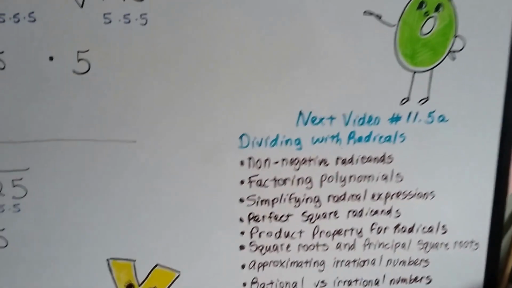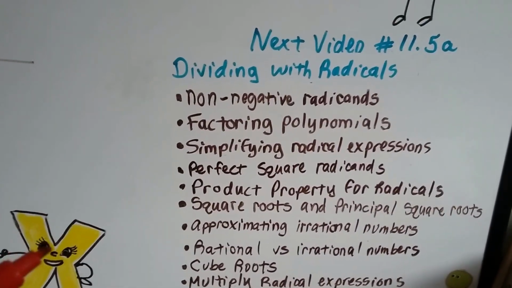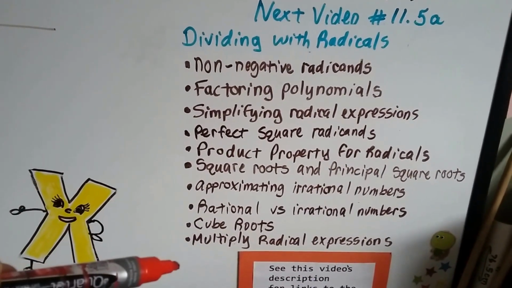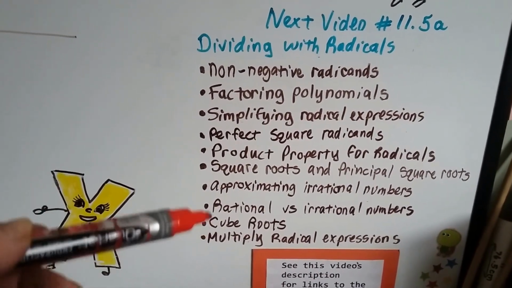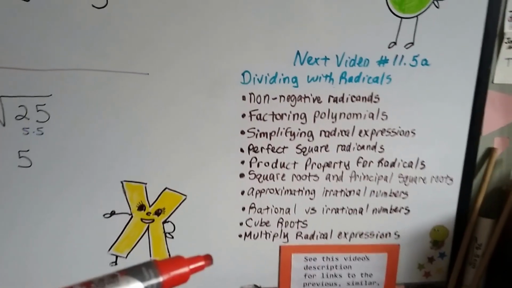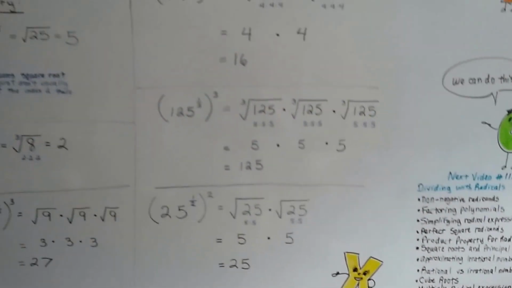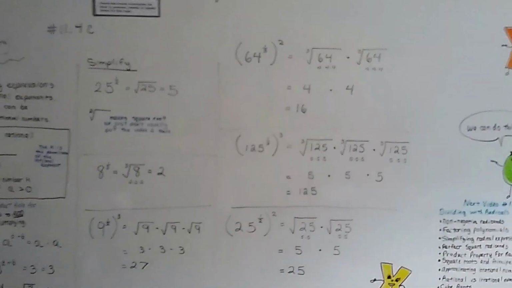So our next video, 11.5a, we're going to discuss dividing with radicals. And of course, any of the previous videos, we just did multiplying radicals and cube roots. Any of those previous videos for chapter 11 are going to be in the description of this video, so you can just click on it and go back and review, all right?